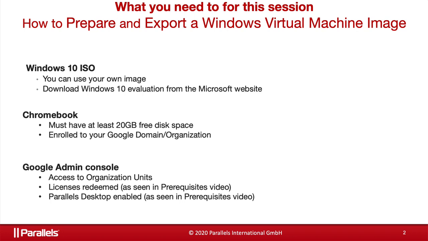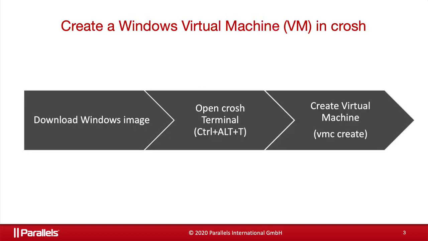You will need your own Windows ISO or download Windows 10 Evaluation from Microsoft's website. Your Chromebook must have at least 20 gigabytes of disk space and be enrolled to your Google domain and organization or organization unit. You also need Google Admin Console with access to organization units, license redeemed, and Parallels Desktop enabled for your organization and, again, organization unit.